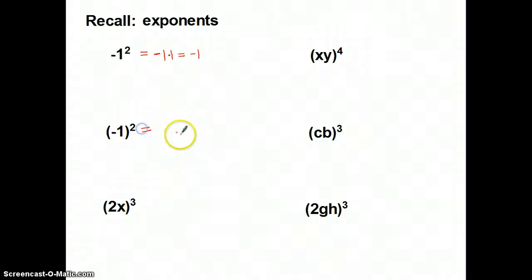Down here, we have negative 1 all raised to the second power, which is slightly different. Now what we're doing is we're taking that negative 1 and multiplying the whole negative 1 by itself. So what we end up with is a positive 1.